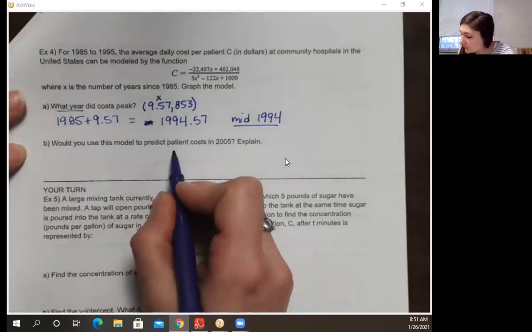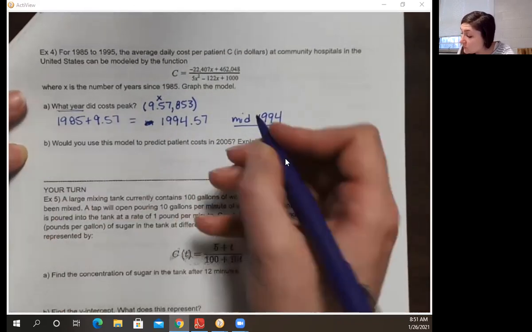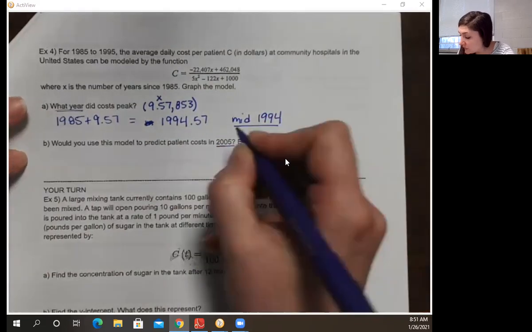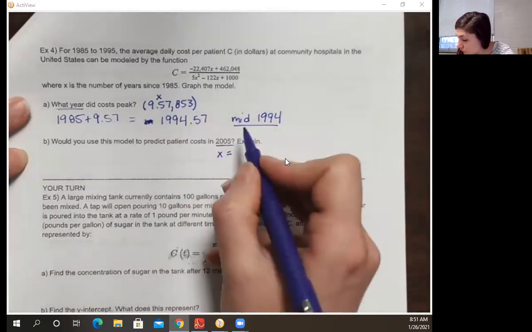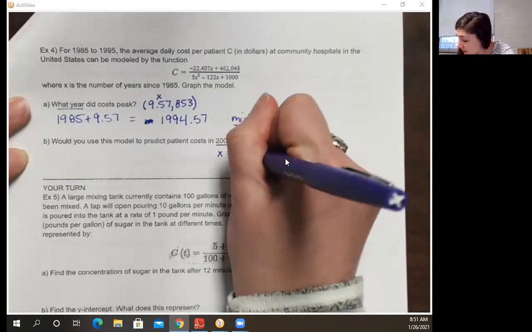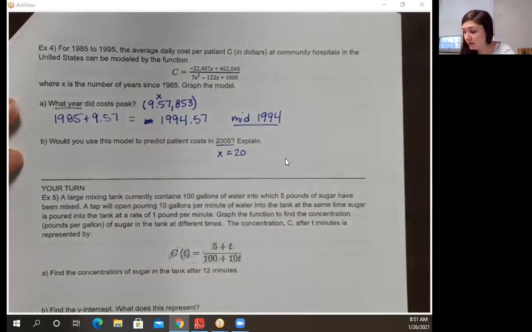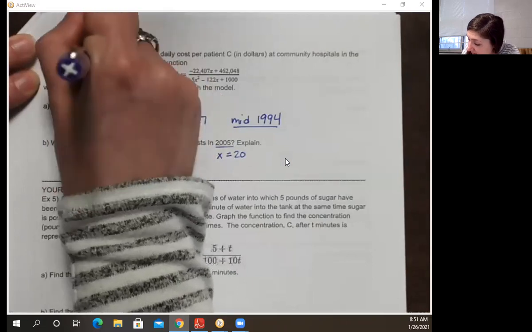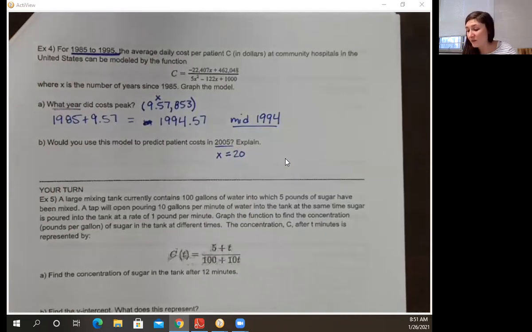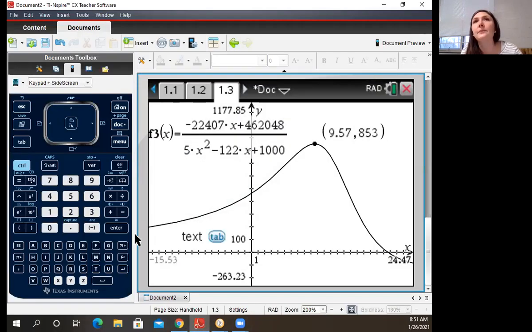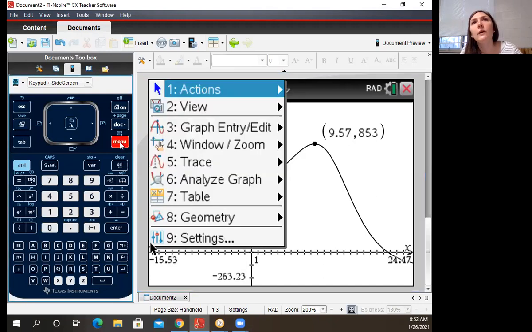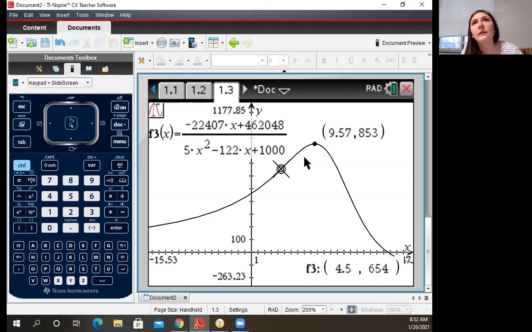B, would you use this model to predict patient costs in 2005? Explain. So 2005 would be 20 years after the start of our model. And notice our model says it's for these specific years. So I want to say no right out of the gate because the model is for a 10-year period. It specifies that 10-year period. But let's look at our graph. Sometimes models are okay immediately before or immediately after. But let's do a quick trace for when x is 20.